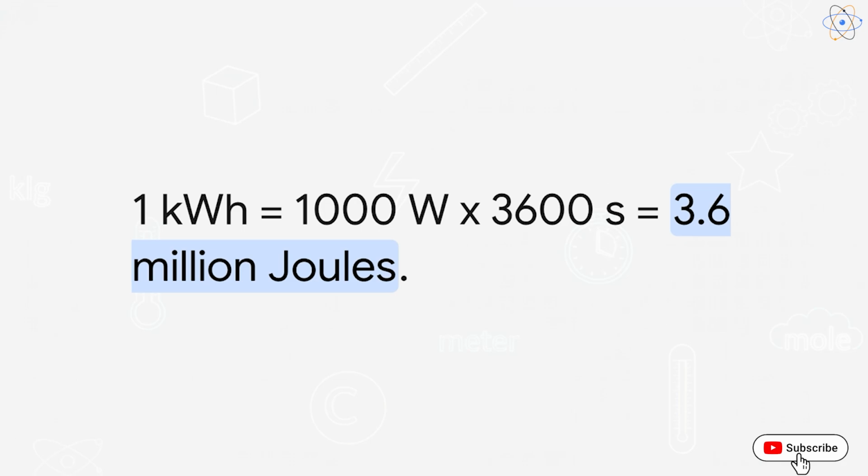But the true beauty of this system is that it still derives straight back to the SI base. 1 kilowatt hour equals exactly 3.6 million joules. So it adapts to everyday needs without ever abandoning that foundational physics framework.